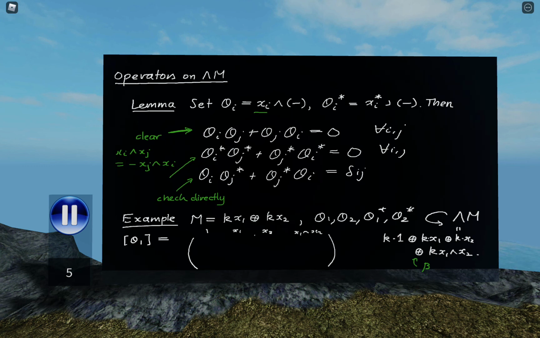So it sends 1, of course, to x1. It sends x1 to 0 because x1 wedge x1 has to be equal to minus x1 wedge x1. Or if you like, I'm in trouble if the characteristic is wrong there, so maybe I'll say it more correctly. The ideal we modded out by to form the exterior algebra actually set x1 wedge x1 equal to 0, right? Okay, so that's 0. If I wedge x2 by x1 on the left, of course I get the fourth basis element. And if I wedge x1 x2 on the left by x1, I get 0 again.